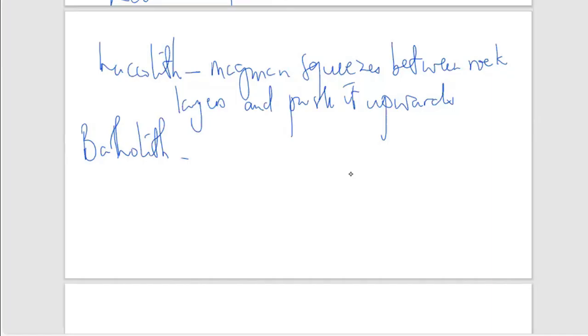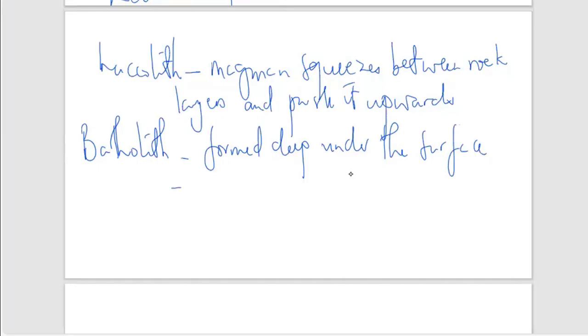How does it form? The batholith, we can say, is formed deep under the surface. It forms at very great depth under the surface, unlike the laccolith, which forms by squeezing in within rock layers. And also, in terms of size, you can say this is the largest intrusive landform.